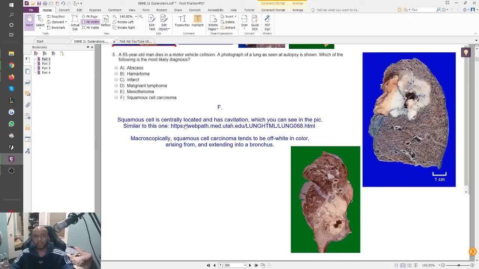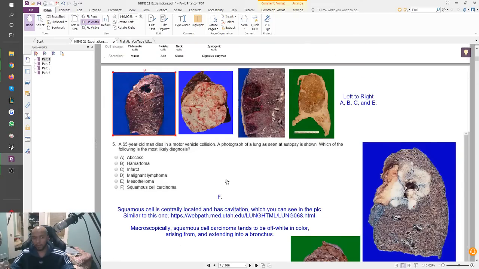Right? Squamous cell is centrally located and has cavitation, which you can see in this picture, right? Similar to this other picture, which I put right here. Macroscopically, squamous cell carcinoma tends to be off-white in color, arising from and extending into a bronchus. Right, very important to know that.